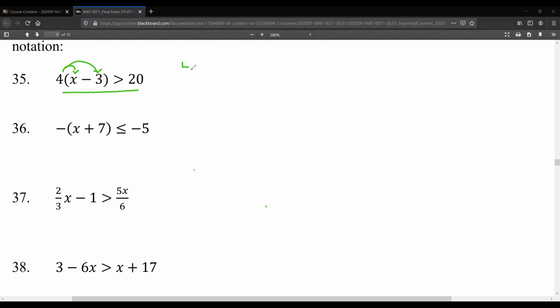So you have 4x minus 12 is greater than 20. You should be able to handle the distributive property here. And then we're going to add 12 to both sides. So you have 4x is greater than 32. We divide both sides by 4. So we have x is greater than 8. Okay, so that is the solution.